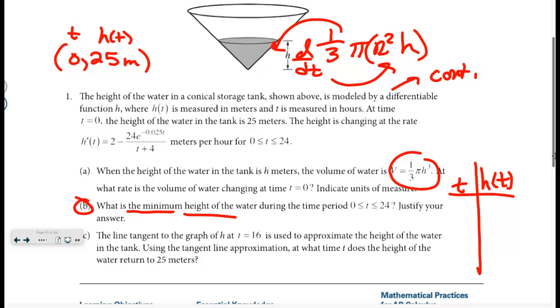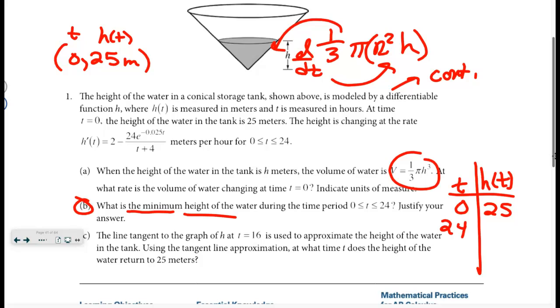Unfortunately, they have not given me H of T, so I've got to figure this out. So who goes on my table, though, for sure? 0 and 24. At 0, it was handed to me. All right? It started at 25. Sometimes it might say there were 25 people in the movie theater before a fire started and they all started exiting at a rate, right? You often are given a starting amount, and that's so you can get moving from that amount.